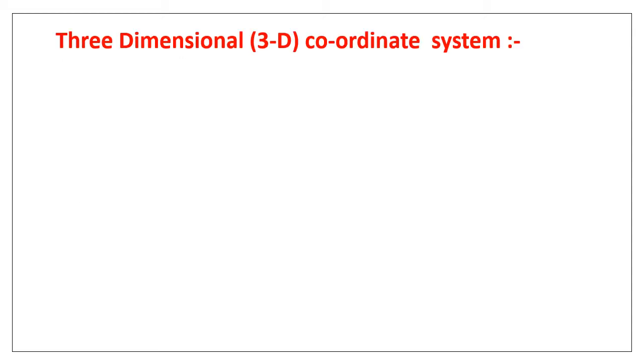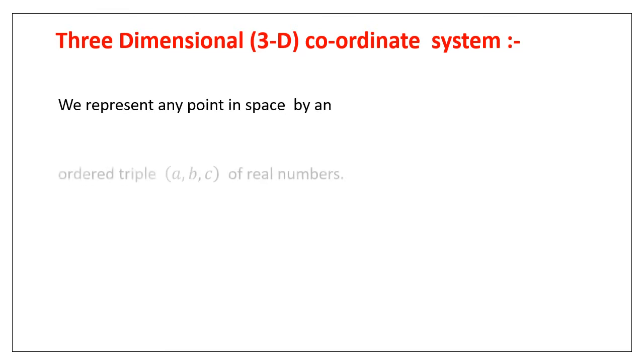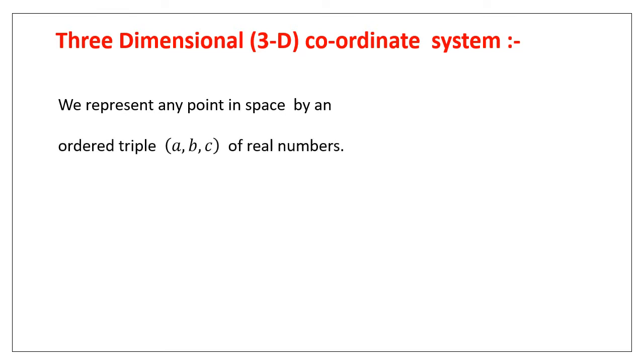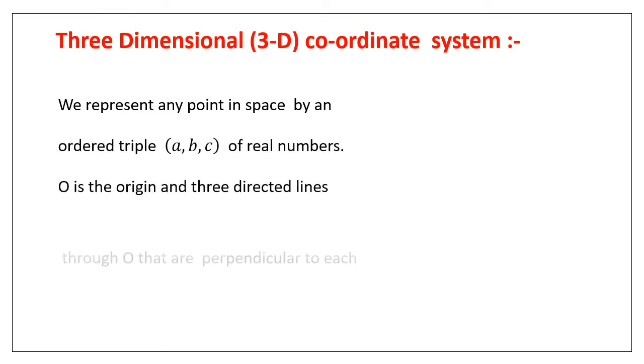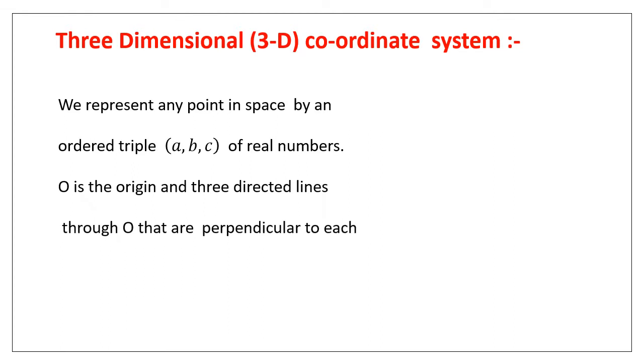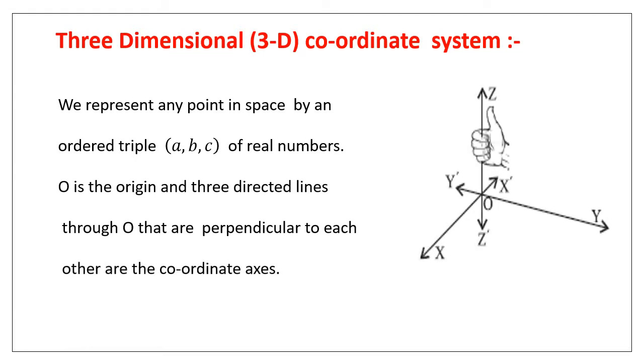Three-dimensional coordinate system, that is, 3D coordinate system. We represent any point in space by an ordered triplet a, b, c of real numbers, where O is the origin and three directed lines through O that are perpendicular to each other are the coordinate axes. See the diagram, students. Here x, y and z, these three vectors are mutually perpendicular.